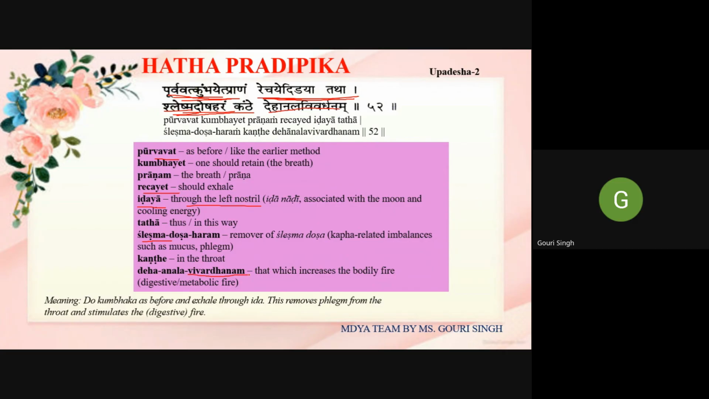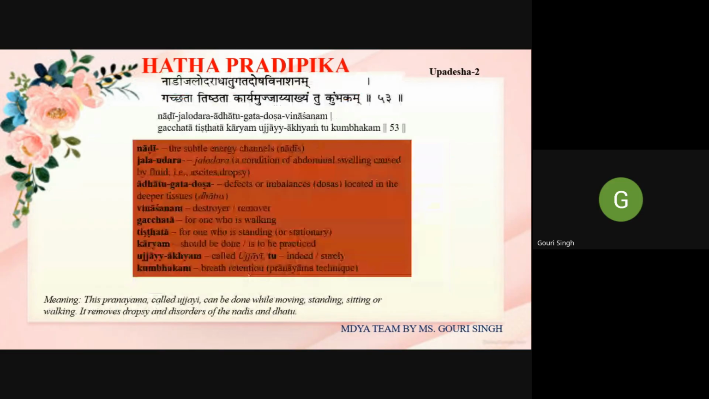So please note, there are two benefits discussed in this sloka of Ujjayi Pranayama. First, it removes all types of Shleshma dosha present in the throat region, and Shleshma, just highlighted, is kapha. And second, it increases our bodily fire, meaning digestive fire, which is called Jatharagni. So this all will be removed and increased through Ujjayi Pranayama.